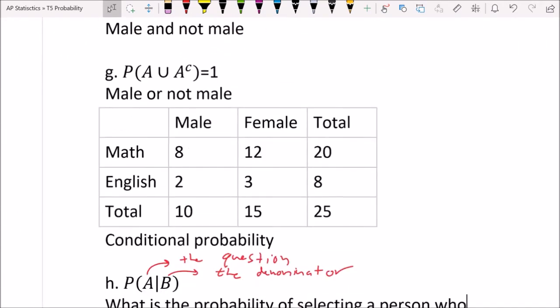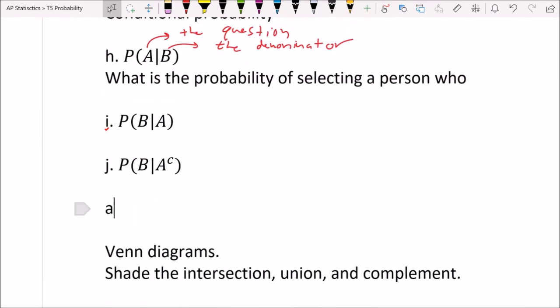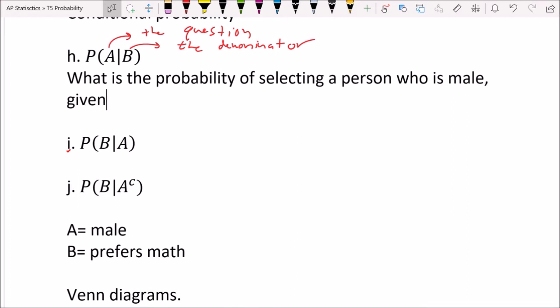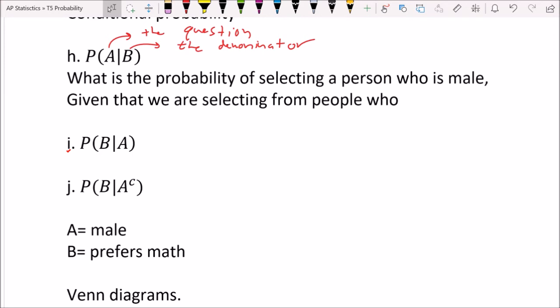In fact, I'm going to write this down here so I don't forget it again. I keep forgetting. So A is male, B is math preference. All right, so this is asking, what is the probability of selecting a person who is male, given that we are selecting from people who prefer math? Okay, so this vertical bar, the one in the middle, it's saying, hey, warning, the denominator is changing. It's not out of 25 anymore. We're only looking at the people who have that second condition, so people who prefer math.